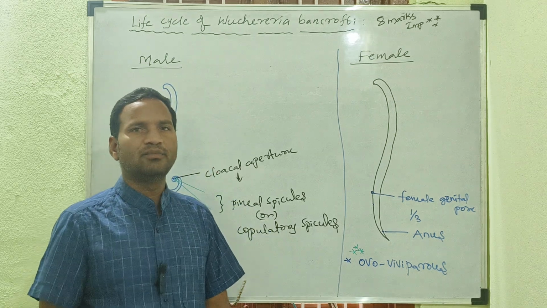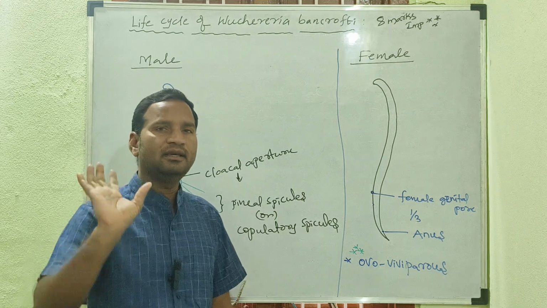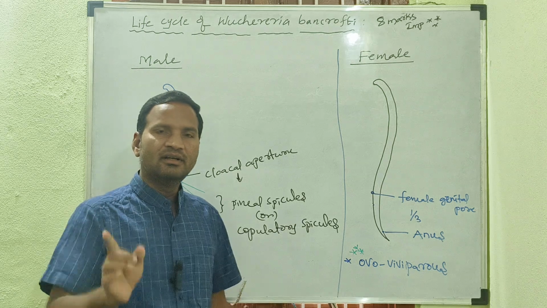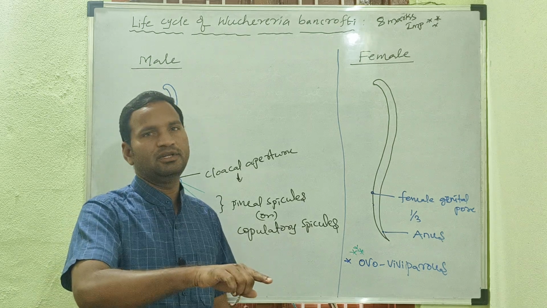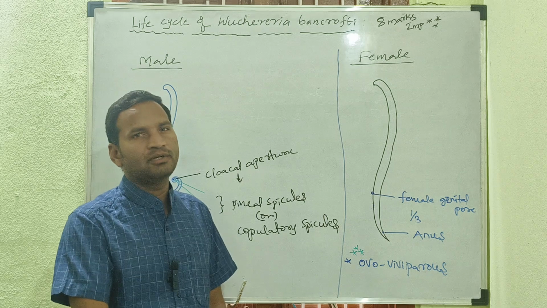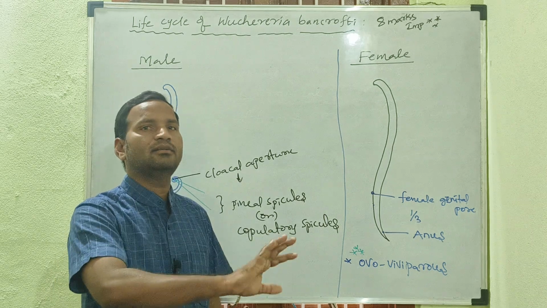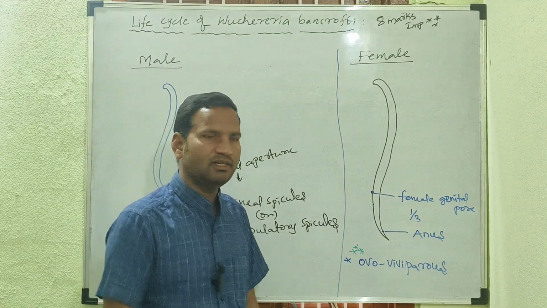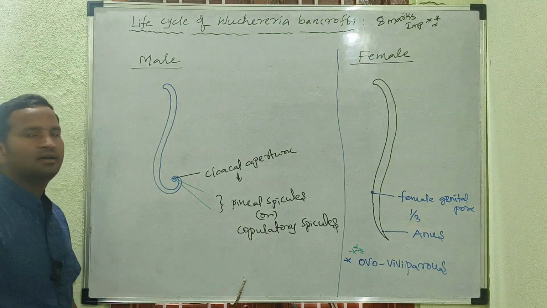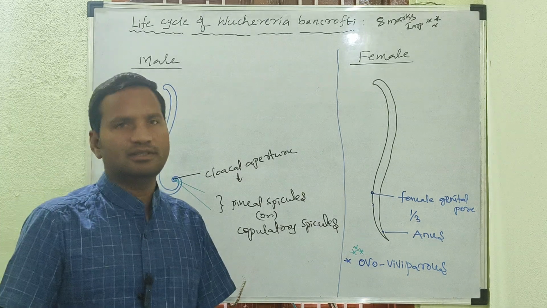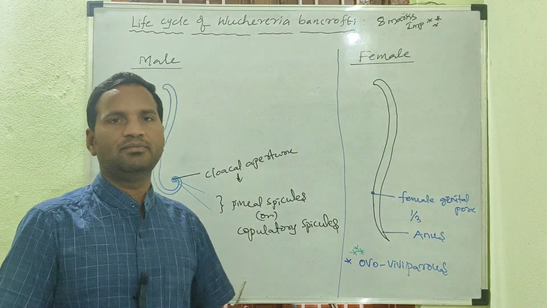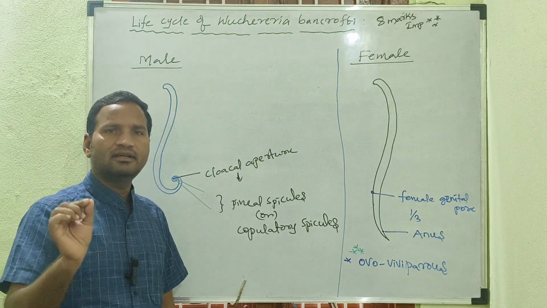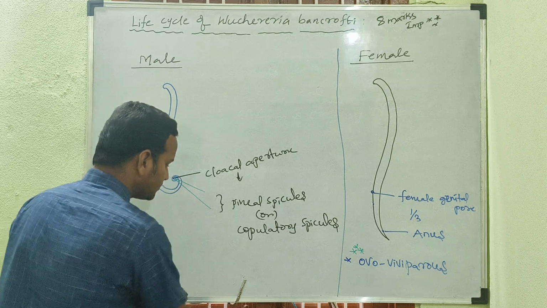Got it? What I am saying? Oviparous means laying eggs directly. Viviparous means producing young ones directly. But here the eggs are developed inside the body cavity, and just before the birth they hatch inside the body cavity and are released as young ones. That is called ovoviviparous. Keep it in mind. This is about the Wuchereria bancrofti structure, male and female separately. Now let us see the life cycle of Wuchereria bancrofti.